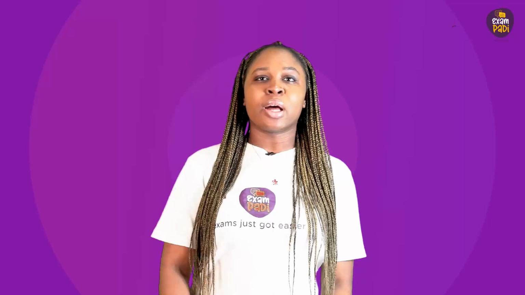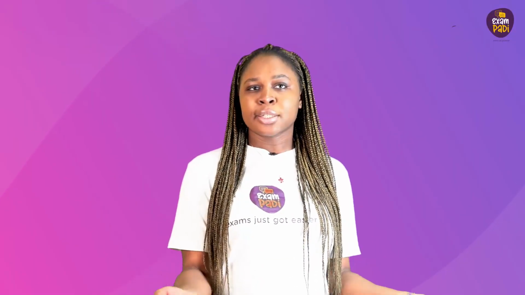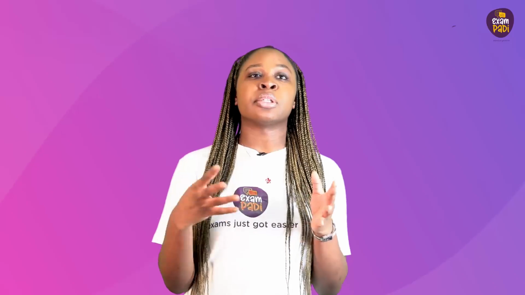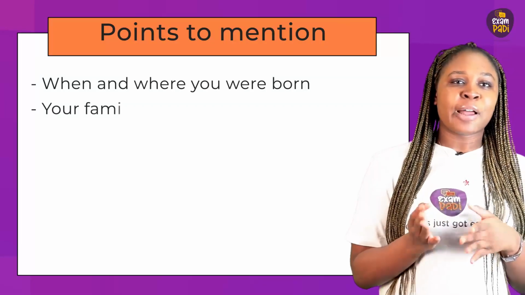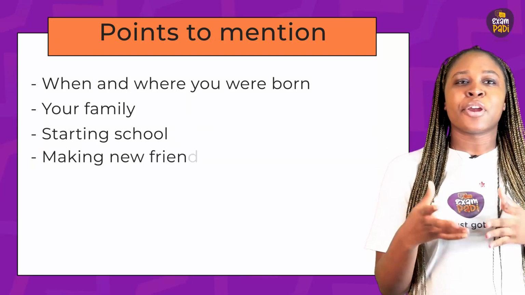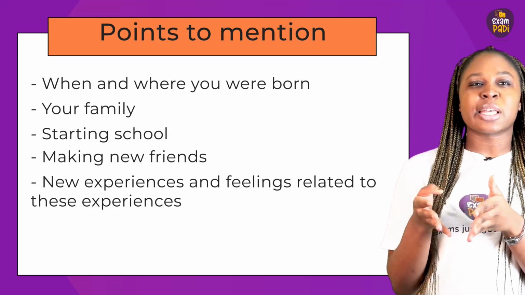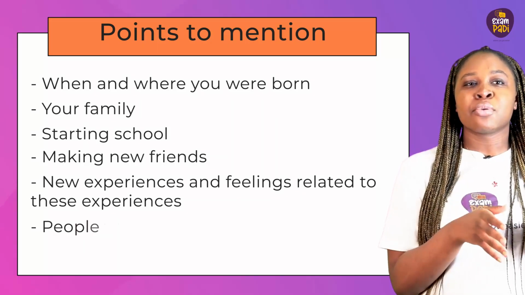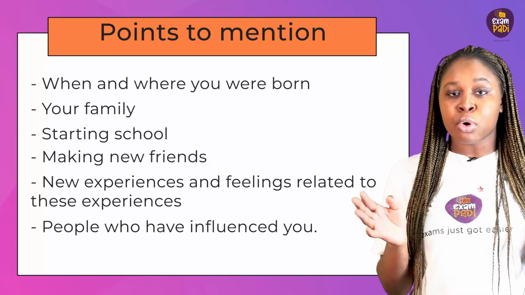Here's a task to try out. Write an autobiography of your own. Here are some points to mention when writing your autobiography. When and where you were born, your family, where you started school, how you made new friends, your new experiences and feelings related to these experiences, and people who have influenced you. Remember, write in chronological order.